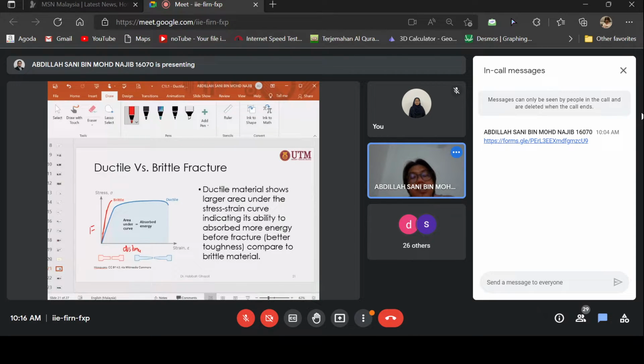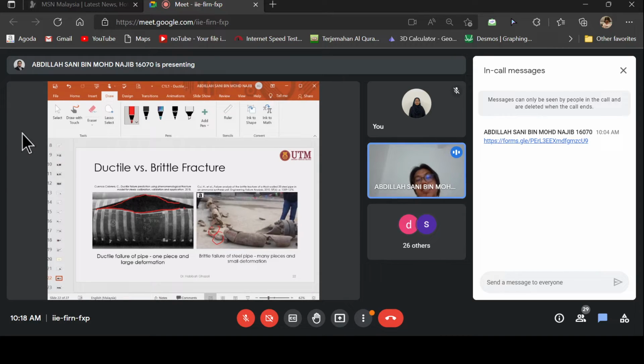It directly broke into pieces, and this is not favorable because, as you can see, it breaks into many pieces. The process to clear it up is also very tedious, and it is also dangerous because it has no warning before it breaks.